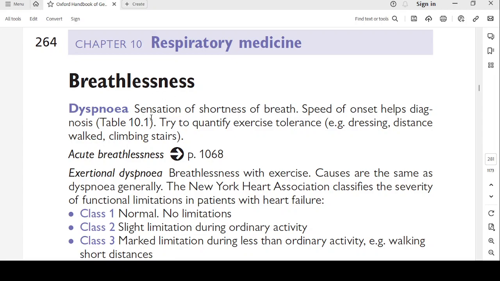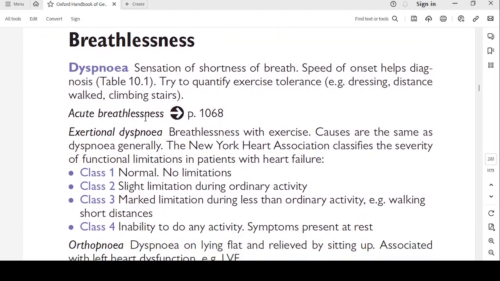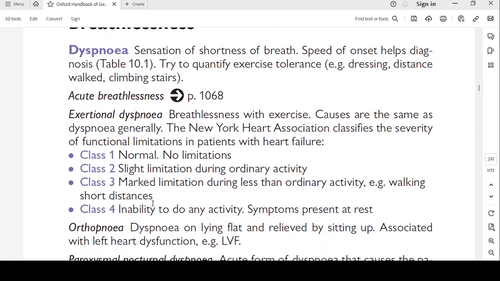Breathlessness, dyspnea, is the sensation of shortness of breath. The speed of onset helps the diagnosis of dyspnea. Try to quantify exercise tolerance: dressing, distance walked, and climbing stairs. Acute breathlessness, we'll see in 1068. Exertional dyspnea is breathlessness with exercise. Causes are the same as those of dyspnea generally.